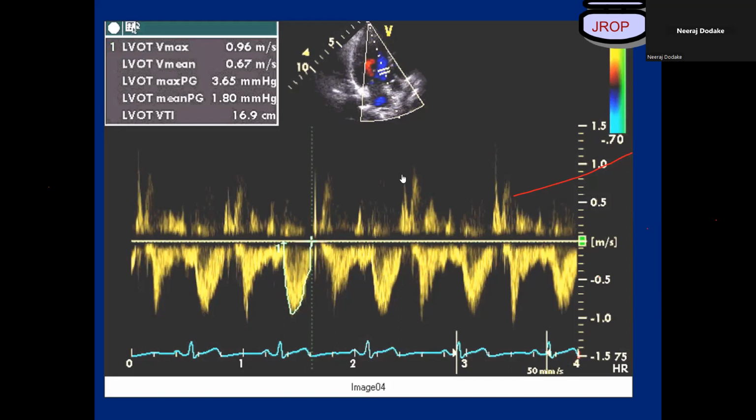For the LVOT VTI, we have to place the sample volume with pulse wave, because this is site specific. Here there's nothing like site. If I move this pulse wave sample into the aortic valve, what will happen? The aortic valve has a very large velocity, so the Doppler spectrum will show aliasing. Look, the sample volume will be over here and the signal goes to the other side. So I take this baseline up and increase the scale, but the velocity is still more. So what do I do? I switch over to continuous wave Doppler.